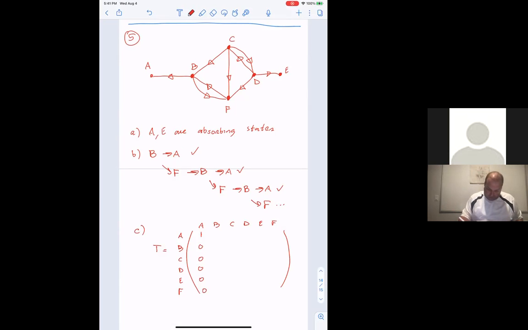So B can go to A, or it can go to F. So a 1/2 chance of going to A, a 1/2 chance of going to F, and you can't go anywhere else. C can go to B, D, or F. D can go to C, E, or F. E can't go anywhere but E. E stays in E, and F only goes to B.